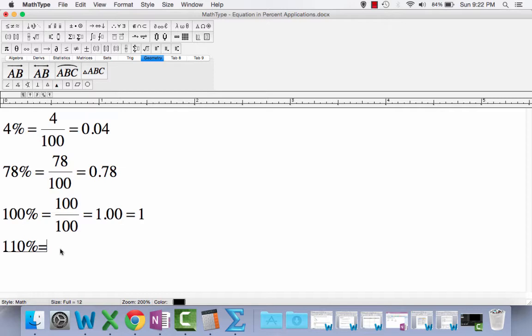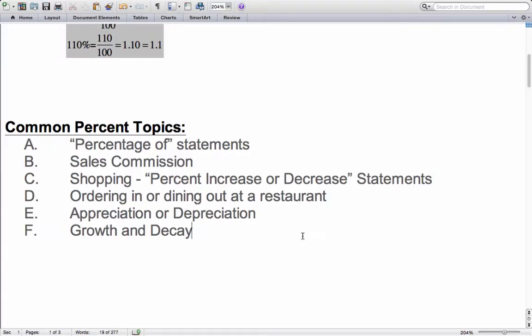110% is more than 100. And a fraction that is top heavy is going to be more than 1. So 110 out of 100 would equal 1.10, or we can leave off the 0 and write 1.1.